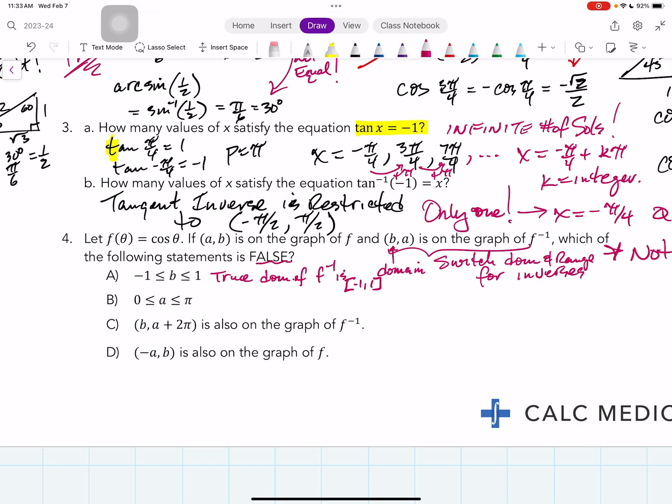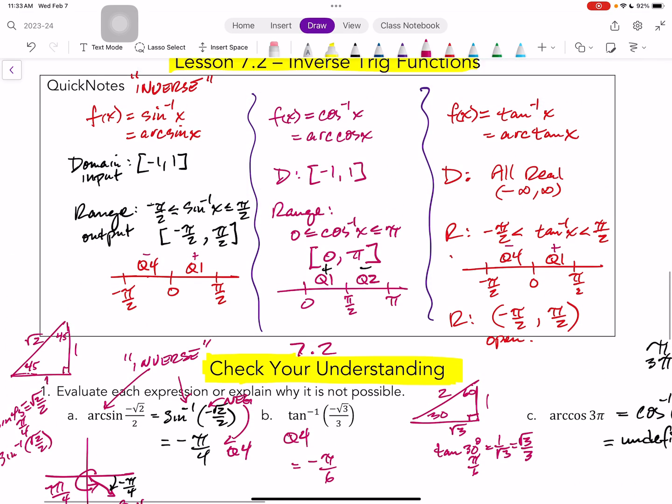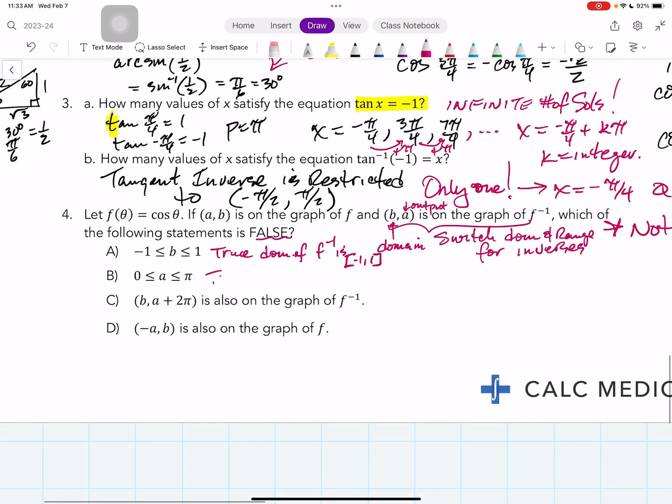Okay, a is in your range. a is your output. So does it have to be between 0 and pi? Well, let's go up to the top and take a look. Well, look at that. Yes, the inverse cosine function is restricted between 0 and pi. All right, so this is true. The range here is 0 to pi inclusively.